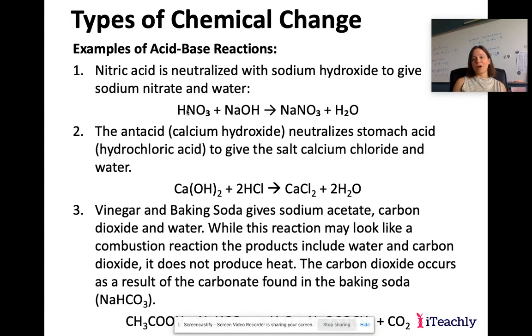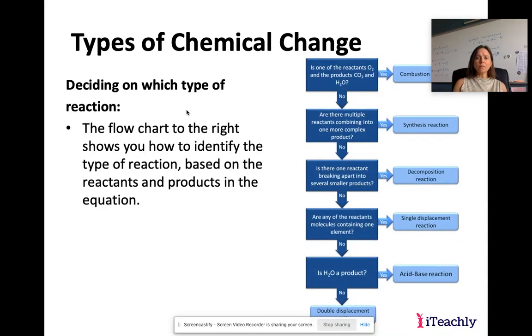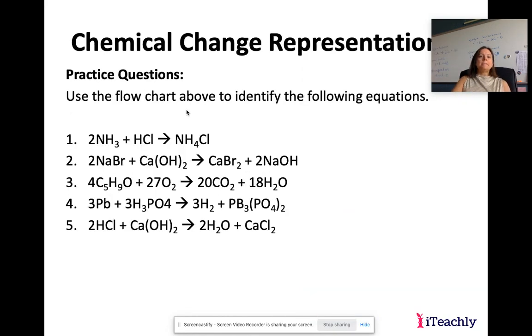And so one common reaction that you see is vinegar and baking soda. The vinegar and baking soda reaction is actually an acid-base reaction. And there's actually a flow chart here to help you figure out what kind of reaction is occurring. So if you're struggling on, okay, what kind of reaction is this? Here's this little flow chart to help you figure out what kind of reaction is occurring. So let's do one final run through to see how you do.